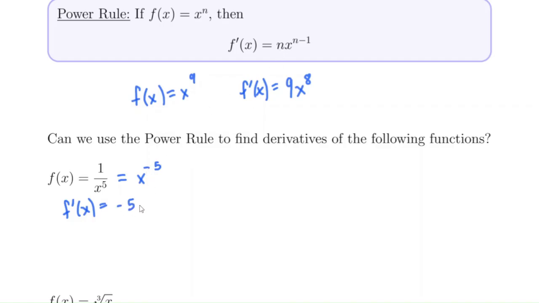It would be negative 5 times x to the, and you might be tempted to say like negative 4th, but actually we have to subtract 1 from the n. And if you lower negative 5 by 1, if you subtract 1 from negative 5, you actually get negative 6. Okay, so negative 5x to the negative 6th power. It's not negative 4th, it's negative 6. Now, you could leave that as your answer, or you could rewrite this. In fact, it's good to know how to do this. Remember, x to the negative 6 is like 1 over x to the positive 6. So you could write your answer like this, or like this, negative 5 over x to the 6th power.